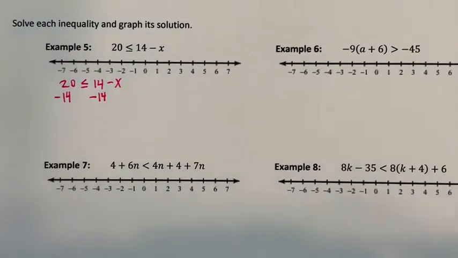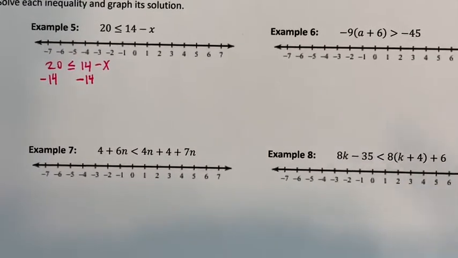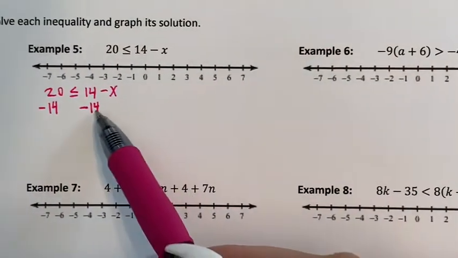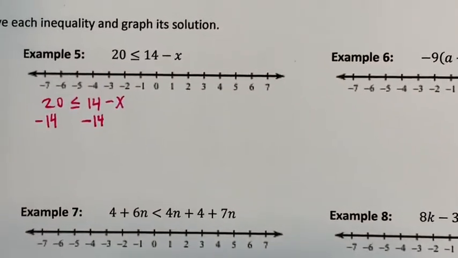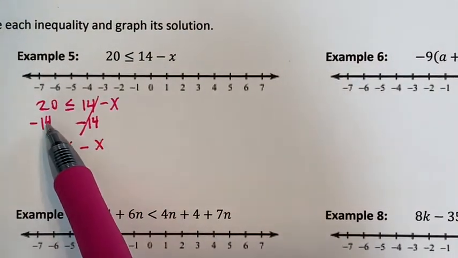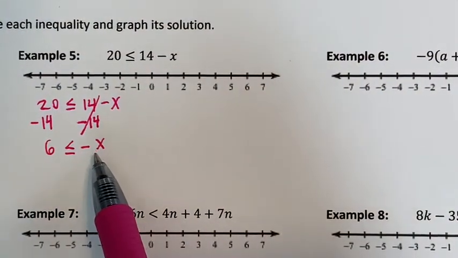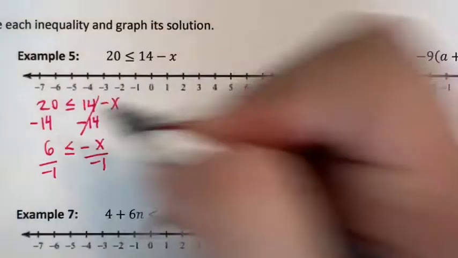Keep in mind, just like with an equation, you have to keep it balanced. So if I subtract 14 from one side, I have to subtract 14 from the other side as well. On this side, I am left with negative x, and on the left-hand side, 20 minus 14 gives me 6. I almost have x by itself, but I need to get rid of this negative 1. So I need to divide by negative 1.